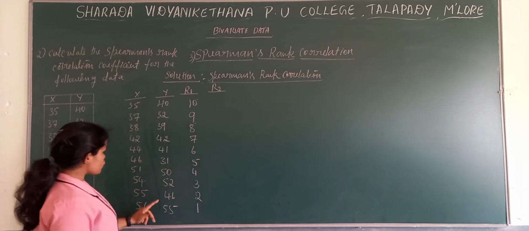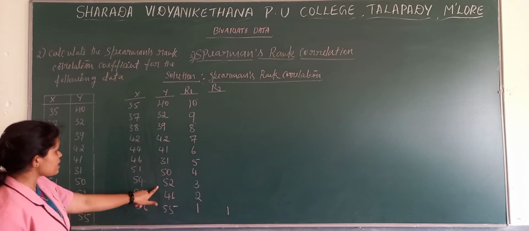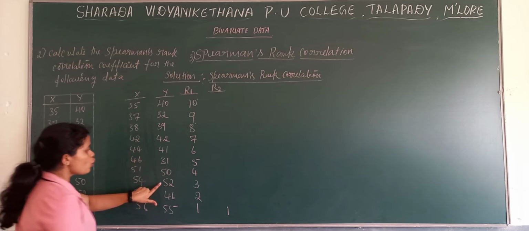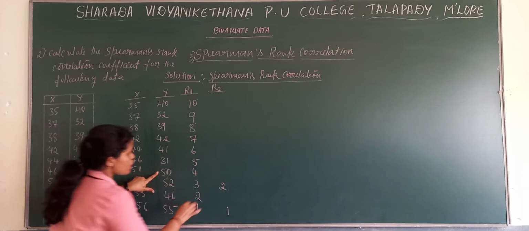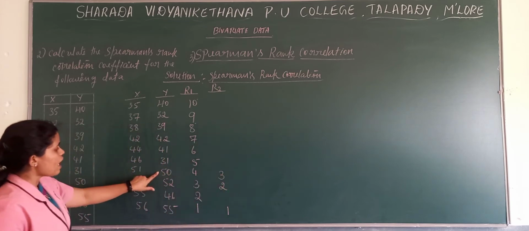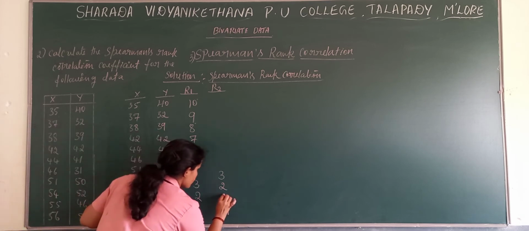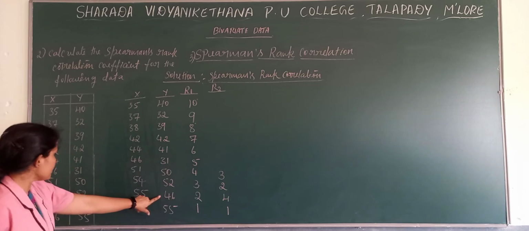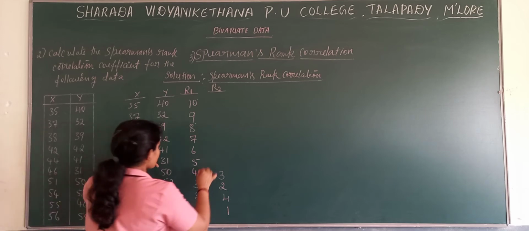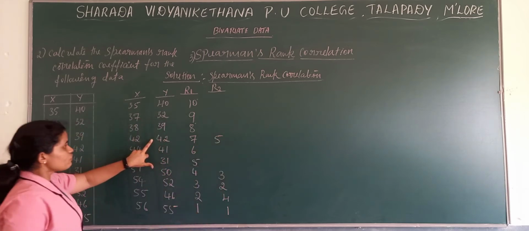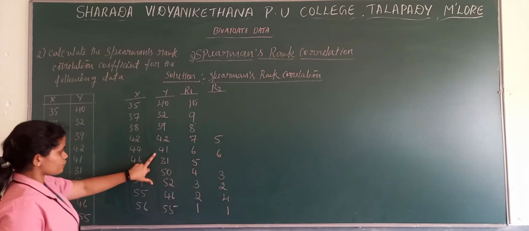Observe here, the largest value is 55, so it takes the first rank. Next largest is 52, so it takes the second rank. Next largest is 50, so it takes the third rank. After 50, the largest value is 46, so it takes the fourth rank. Then after 46, next largest is 42, so it takes the fifth rank. After 42, the next value is 41, it takes the sixth rank.